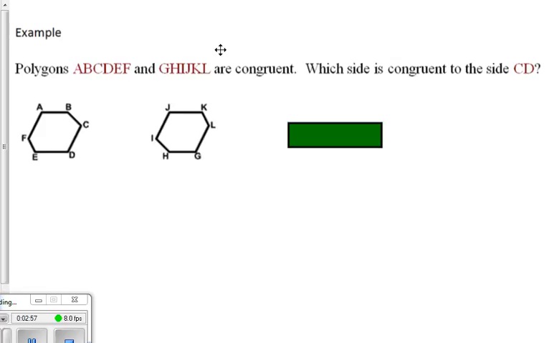They started with a congruency statement. They're telling us that ABCDEF, that's this piece, and GHIJKL, that's this piece, are congruent. Which side then is congruent to the side CD? Well, remember from our congruency statements, everything has to match.